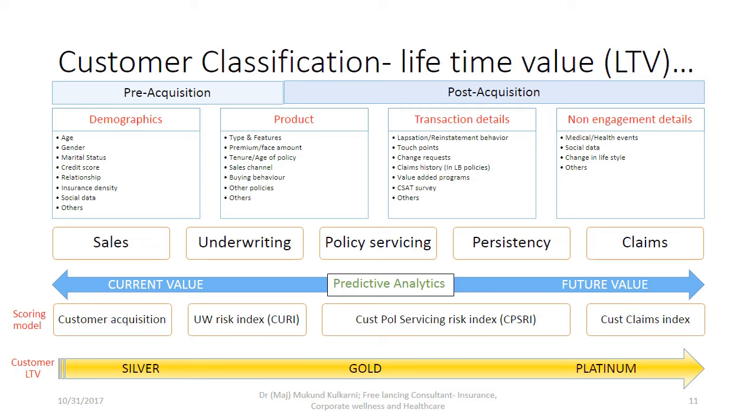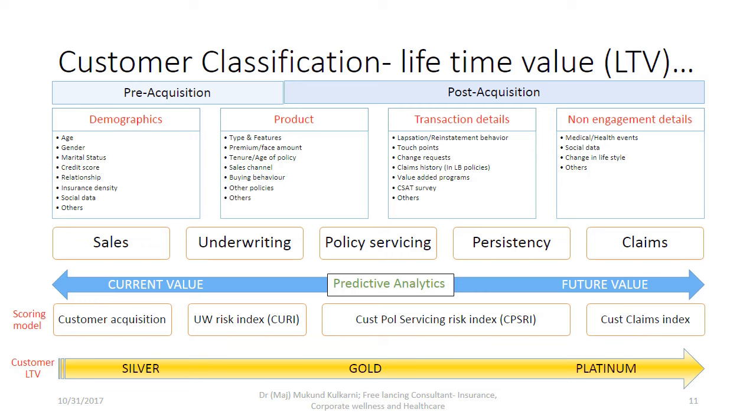If you look at the scoring model outputs in the boxes below in this slide, you'll see different kinds of scores which can be derived. You can have a customer acquisition score, which gives you the propensity and potential of a customer, whether they are going to buy the policy and whether they are going to remain with the insurance company for a long period of time.